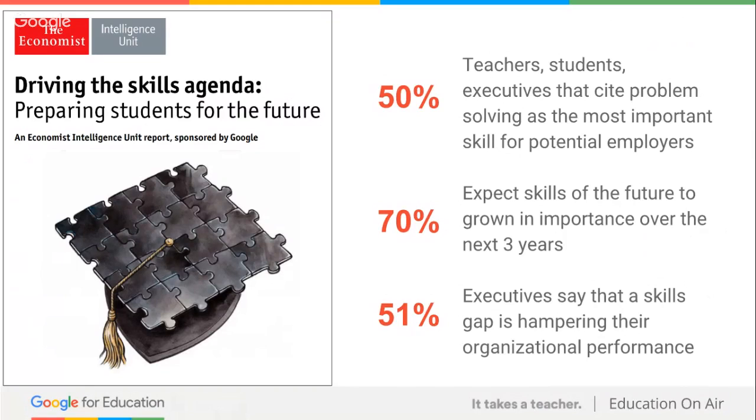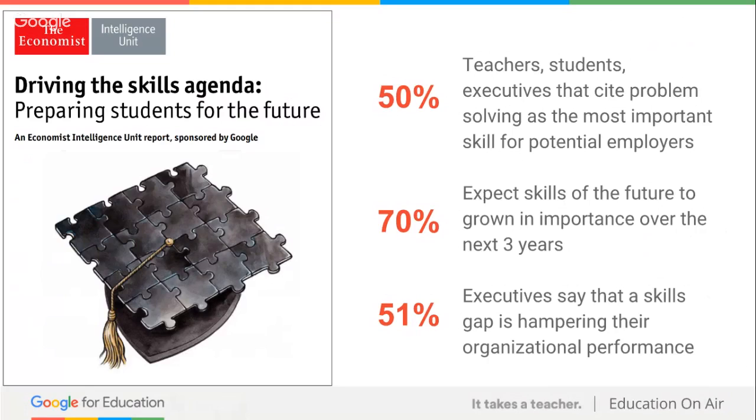About 50% of executives cited that creative problem solving was the most important skill. And that makes sense, right? Technology is moving so quickly that those transferable skills and problem solving, tackling new things that you've never seen before, that type of mindset is really an important skill. 70% of executives expect skills of the future to grow in importance over the next few years.